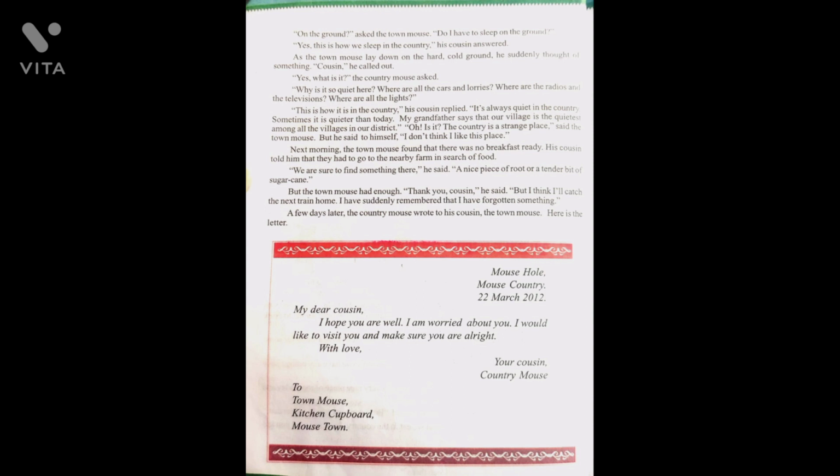"We are sure to find something here," he said. "A nice piece of root or a tender bit of sugarcane." So again the same kind of food. But the town mouse had had enough. "Thank you, cousin," he said. "But I think I would catch the next train home. I have suddenly remembered that I have forgotten something." So he's not interested in living in the countryside, right? So the town mouse decided to catch the next train and leave the place.